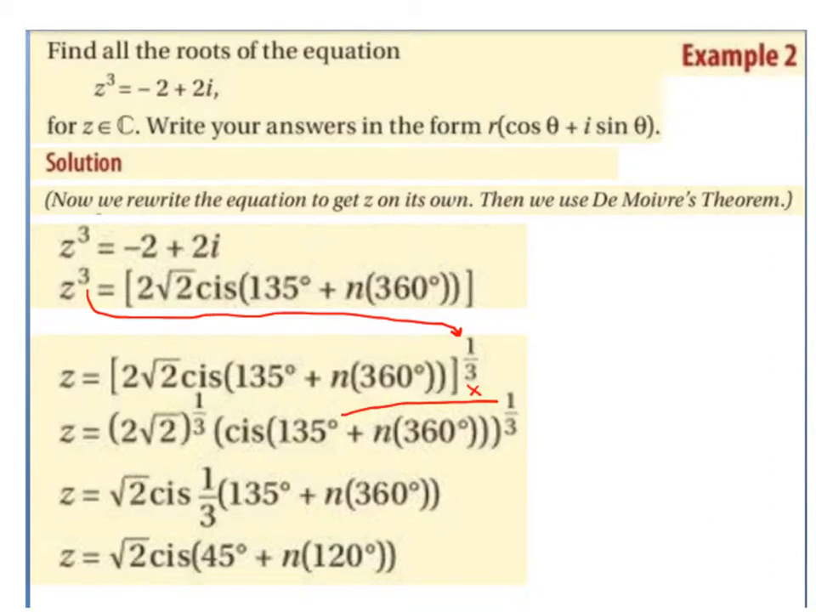But for the angle, we're going to use de Moivre's theorem. So we're going to multiply the angle by the power. So cos 135 degrees plus n 360 degrees, we're going to multiply by a third. So the third comes down in front. So it's going to be a third times 135 degrees, which is 45 degrees. And also a third of 360 degrees is 120 degrees. So we're left with z equals root 2 cos 45 degrees plus n times 120 degrees.